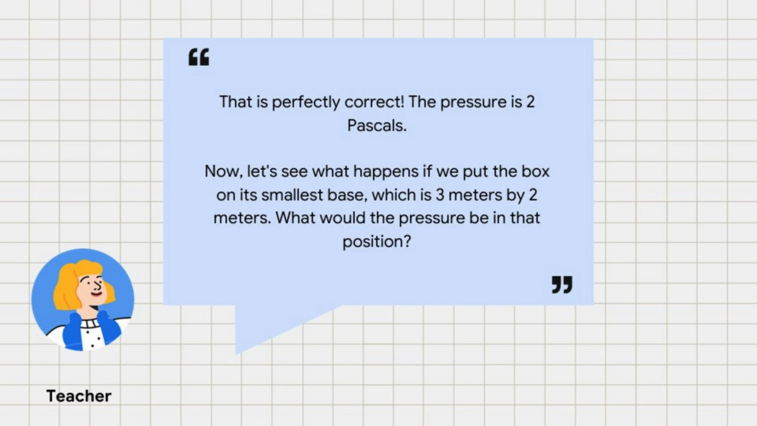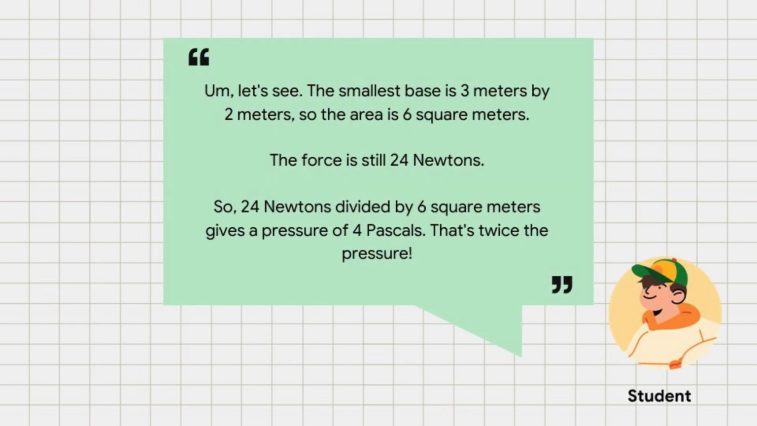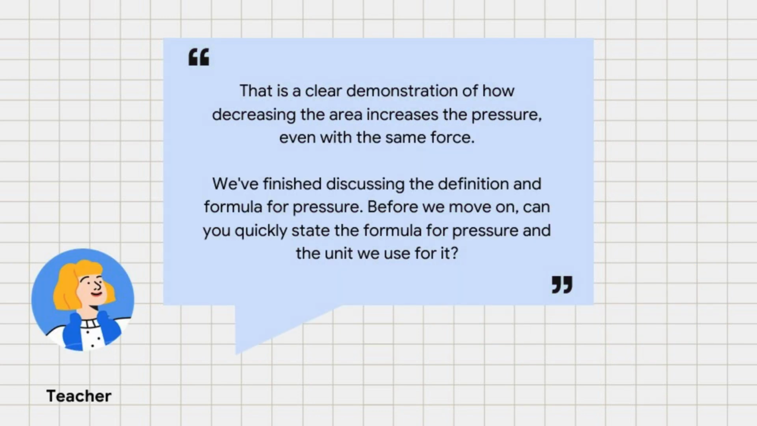Now let's see what happens if we put the box on its smallest base, which is 3 meters by 2 meters. What would the pressure be in that position? Let's see. The smallest base is 3 meters by 2 meters, so the area is 6 square meters. The force is still 24 newtons, so 24 newtons divided by 6 square meters gives a pressure of 4 pascals. That's twice the pressure. That is a clear demonstration of how decreasing the area increases the pressure, even with the same force. We've finished discussing the definition and formula for pressure.